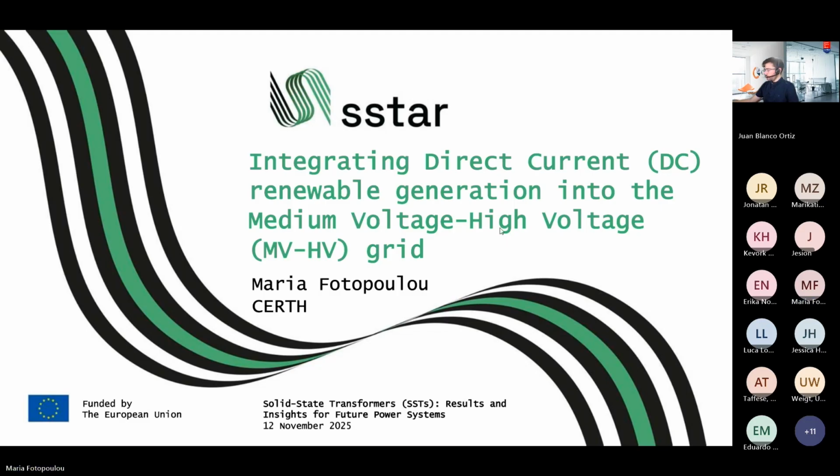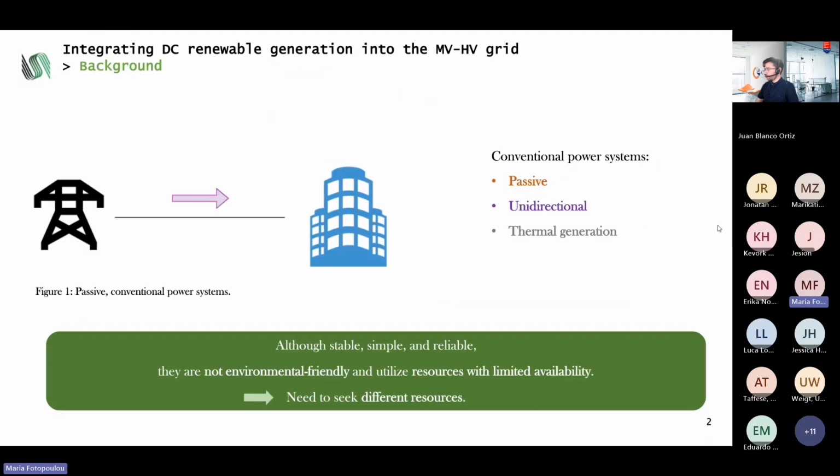So, the conventional power system, as it used to be in the past century, was quite passive, unidirectional, and based pretty much only on thermal generation, like coal. It was as simple as you see it in figure 1, and it was stable, simple, and reliable, but it was not environmentally friendly, and the resources it utilized, such as coal, were limited. So there was a need to seek different resources.